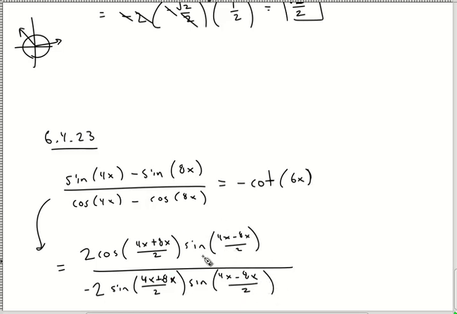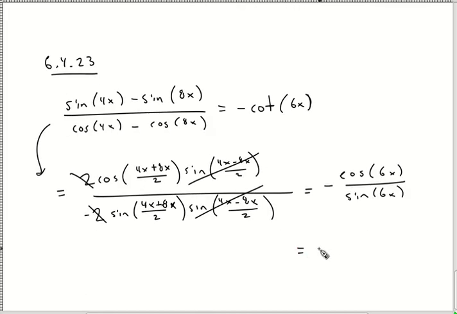Look right here. These guys right here are actually the same thing, so they cancel. The 2's can cancel. That minus sign is still in the front. And so what I have here is 4 plus 8 is 12 over 2 is 6. So I've got a 6x. And then down here, I have the same thing, actually. 6x. Oh, there it is. Cosine over sine is cotangent of the 6x. Congratulations. We did it. Verified.